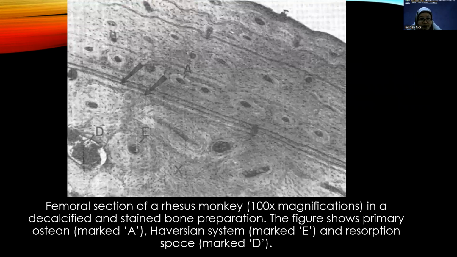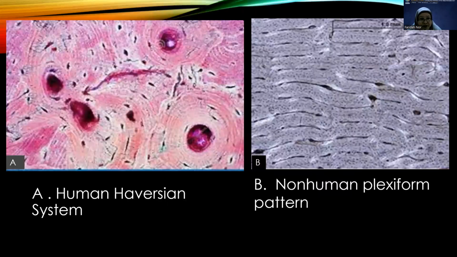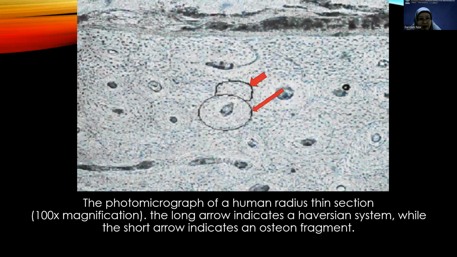This image depicts a cross-section of a rhesus monkey femur bone magnified at 100 times to show you the deviation system and the plexiform pattern with primary deviation canal. And this image is a plexiform bone pattern mainly found in animals. This is a plexiform in non-human and deviation system in human. This is the complete deviation system with a fragment of an osteon.